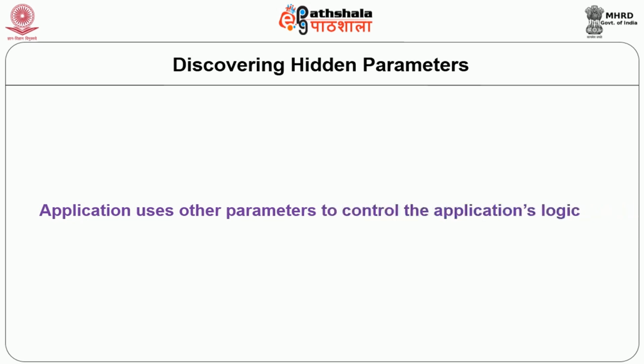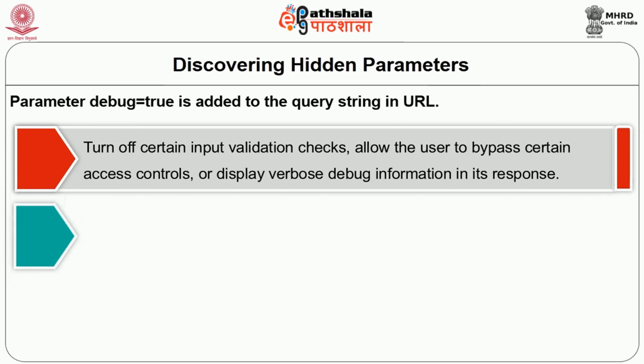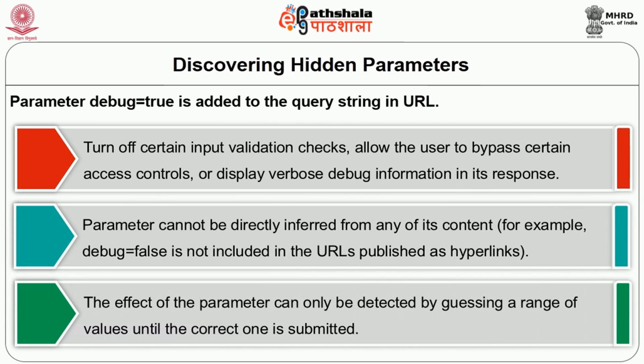We have seen a situation where an application uses request parameters to specify which function should be performed. There is a slight variation in which other parameters are used to control the application's logic in a very significant way. Working with an application, it may behave differently if the parameter debug is set to true. If debug=true is added to the URL, it may start in debugging mode. It may turn off certain input validation. It may allow the user to bypass certain access controls. It may display verbose debug information in its response.